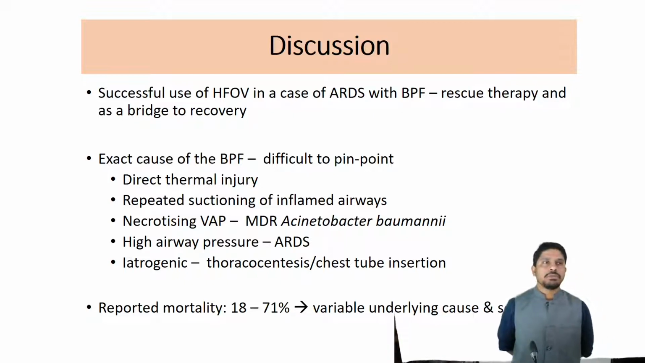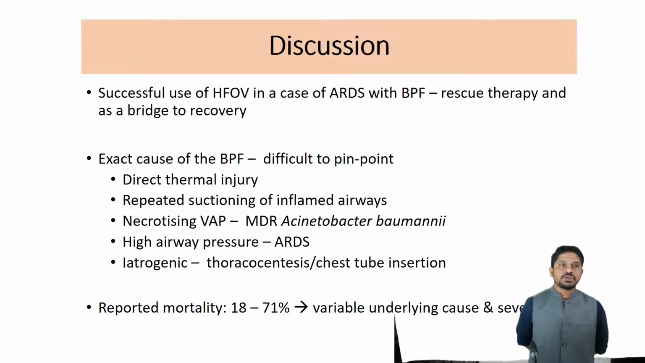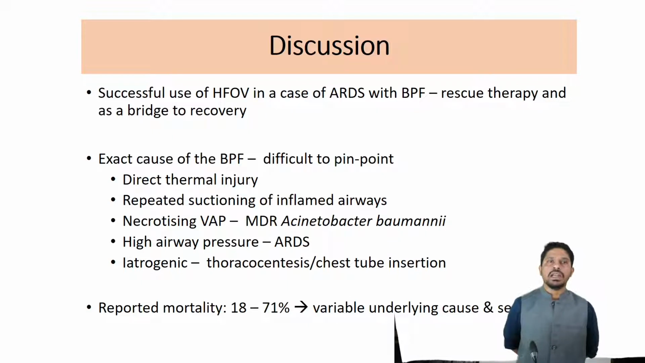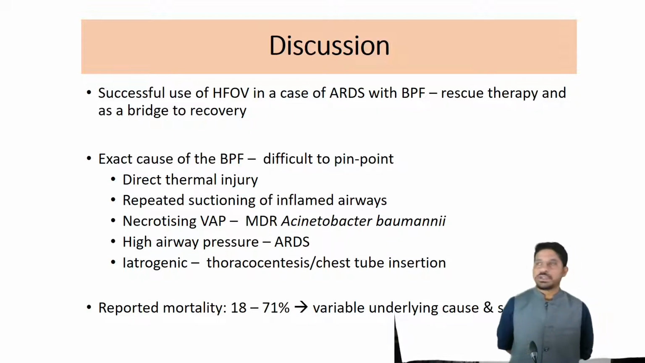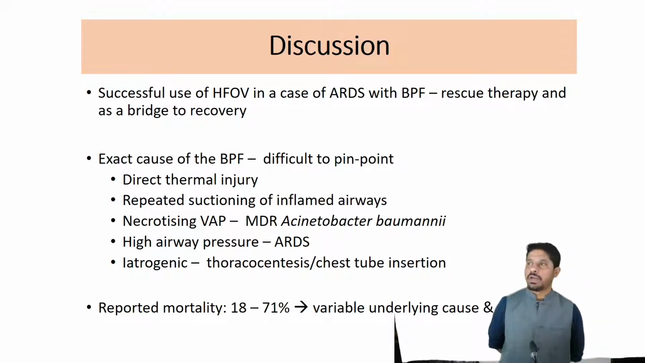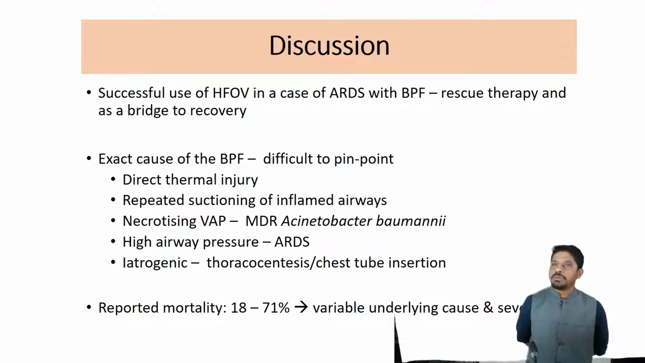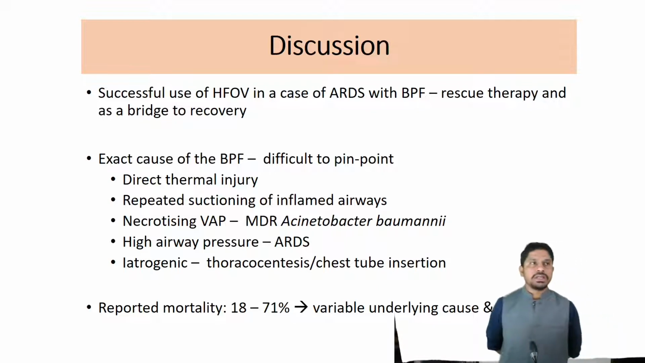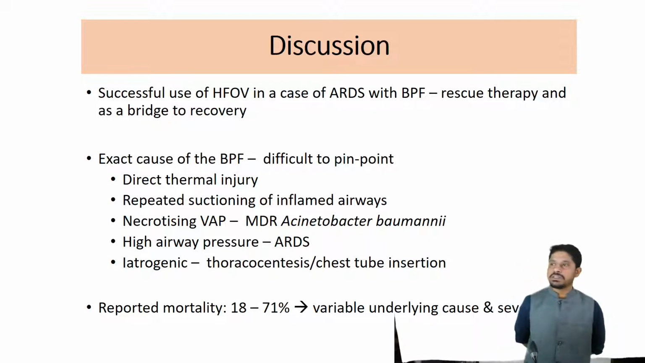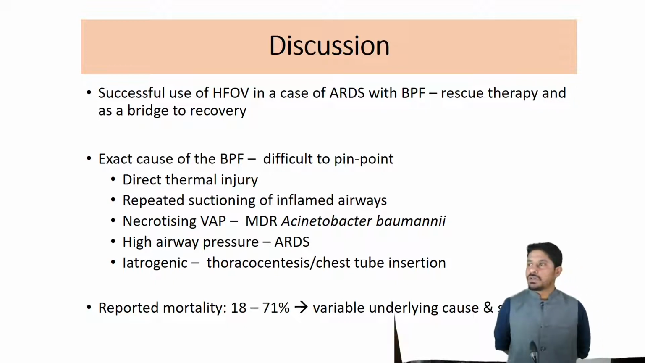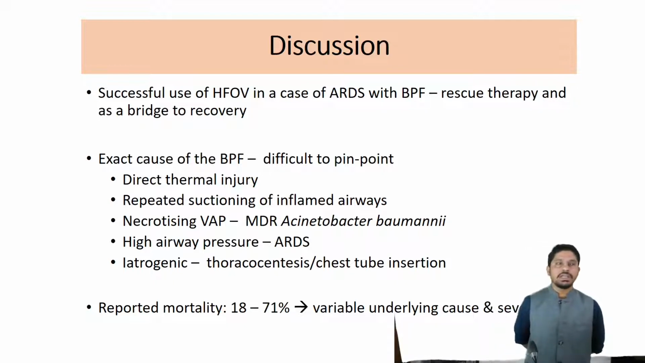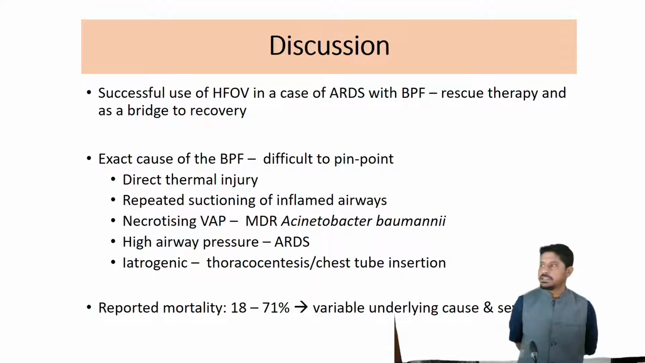However, during subsequent imaging, we found that the fistula was originating very close to the hilum. So it is very unlikely to be iatrogenic, where it should have been more peripherally located. The reported mortality from BPF is a wide range, from 18 to 71%. And this wide range is because of variations regarding the underlying cause of BPF and the severity of the BPF.